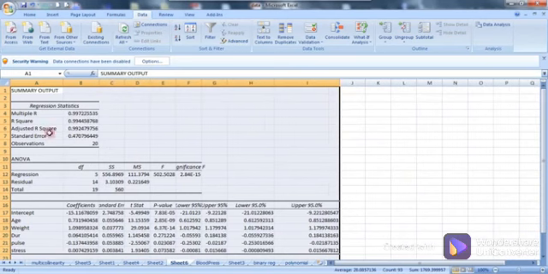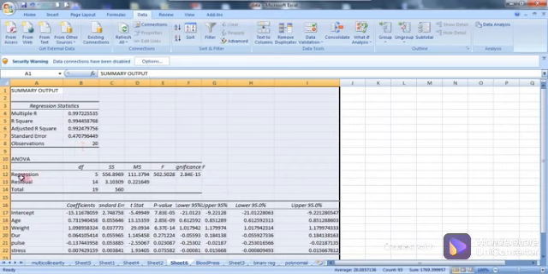Alright, so let's look at our R squared. Our R squared here is 0.994, which approximately we could put at 0.99. It's quite a very impressive result, which is trying to tell us that our model can explain 99% of what is happening in Y.